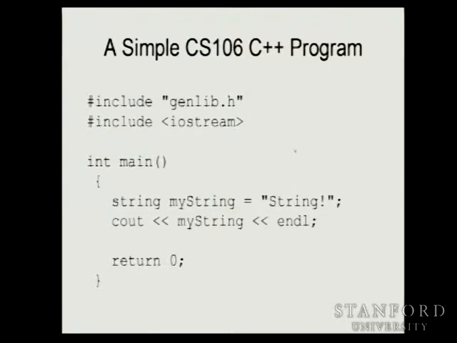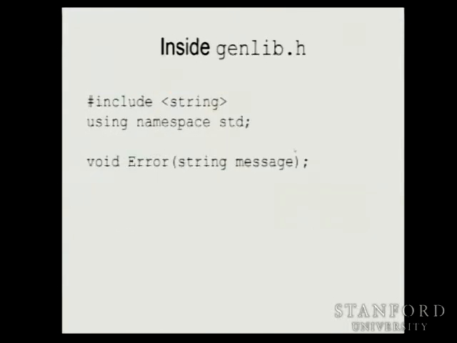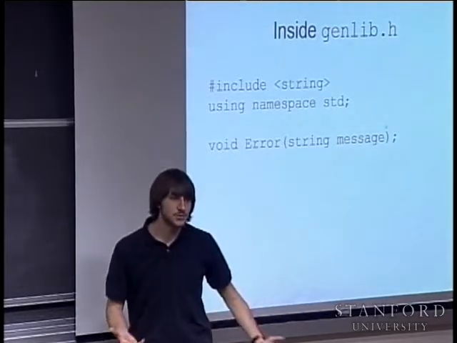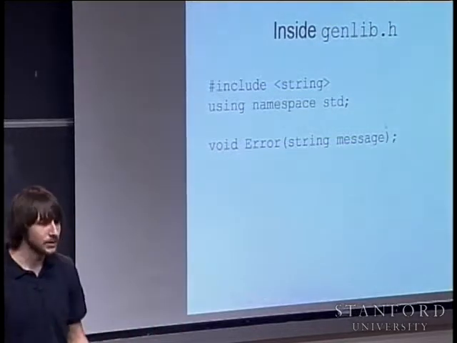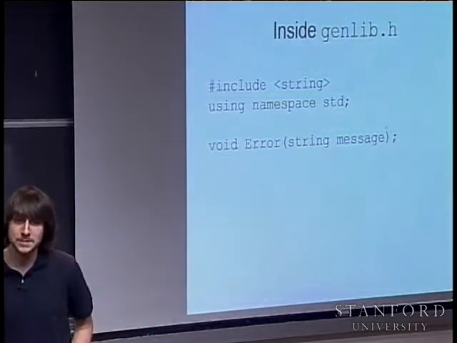Has anybody actually looked at genlib before? Anyone pulled up the genlib file and looked inside? No one? OK. Well, if you look inside genlib, it looks mostly like this. There are basically three important lines you need to know. Pound include string. So we taught you about the string class as though it was a built-in type, like int or double. It's a class. It's like any other object, like a vector or a map. You do need to pound include it.